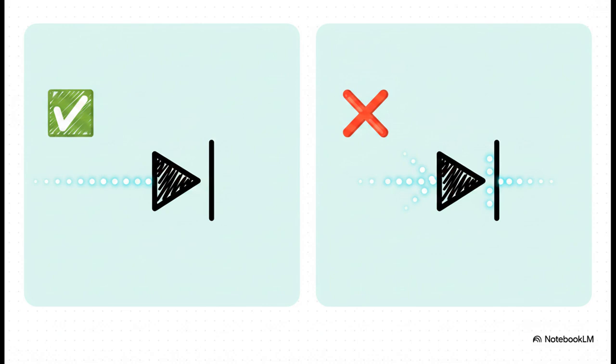Now, in electronics, we have some technical terms for this. We call it forward bias and reverse bias. When electricity is flowing in the right direction, that's forward bias. The gate is wide open. When it tries to flow backward, that's reverse bias, and the gate slams shut.